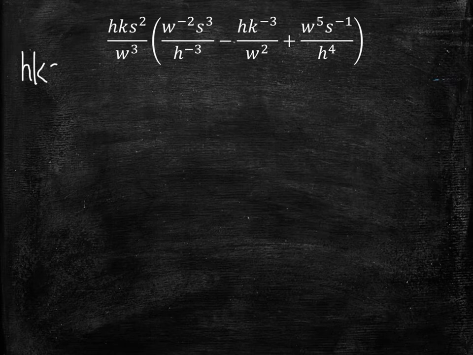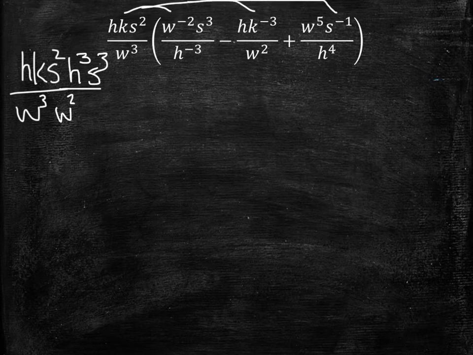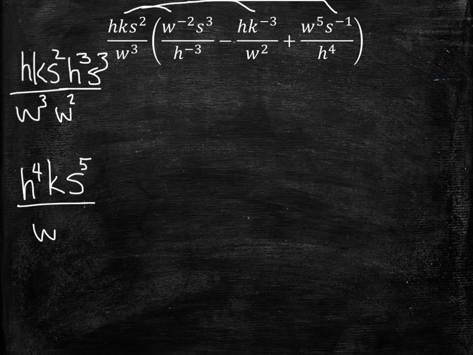H, K, S squared, W cubed, times, I'm going to move this W right here on the bottom, W squared because of the negative. That H is going to go then on top. And the S will stay on top because it's already positive. Now, because we have such long problems here, I'm going to simplify this before I go to my next one. So I have two H's, which makes this H to the fourth. I have a K. And I have 5 S's over W to the fifth power.